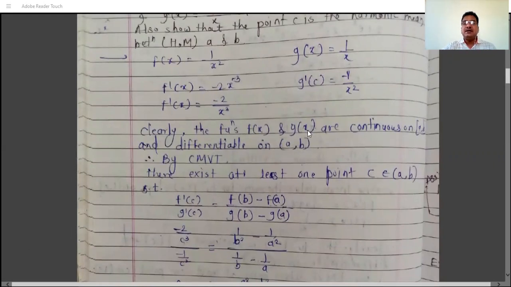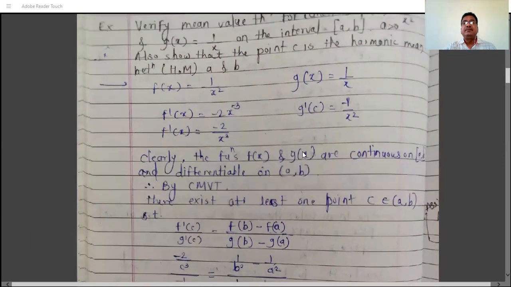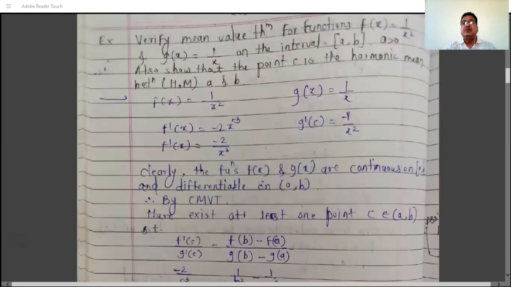Clearly, the functions f(x) and g(x) are continuous on the closed interval [a, b] and differentiable on the open interval (a, b), because these are rational functions, continuous and differentiable everywhere. Don't prove this statement; in every example of Rolle's theorem, Lagrange's mean value theorem and Cauchy's mean value theorem, just write that clearly or obviously the functions are continuous on the closed interval [a, b] and differentiable on the open interval (a, b).